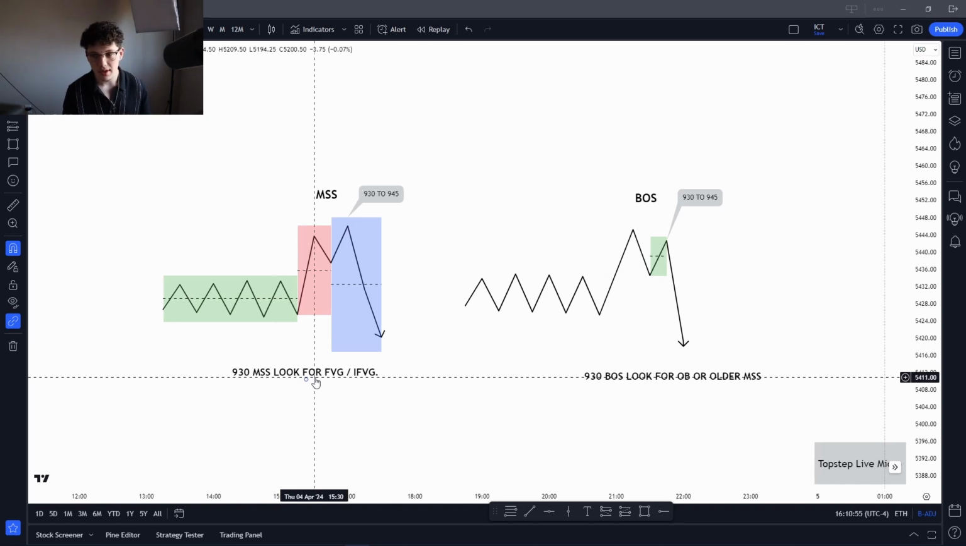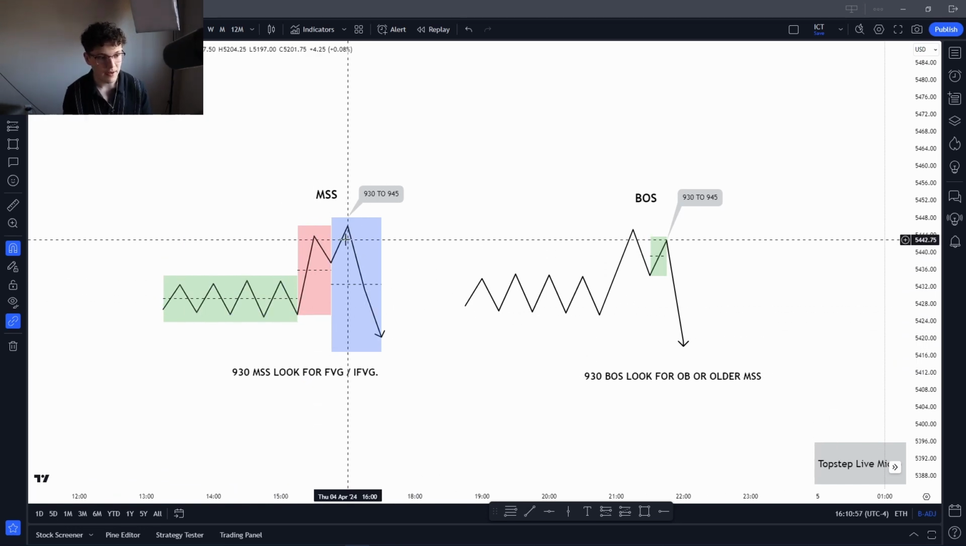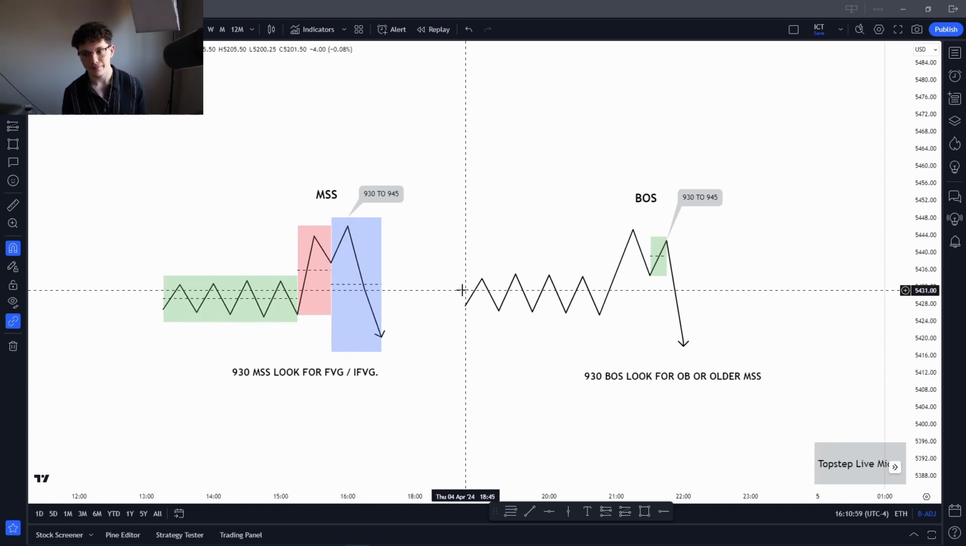9:30 market structure shift. Look for fair value gaps here or inversion fair value gaps here. That's it, guys. Follow this time then price. This is the best model that you are ever going to trade. And again, I showed you an example of it working, back to back to back.